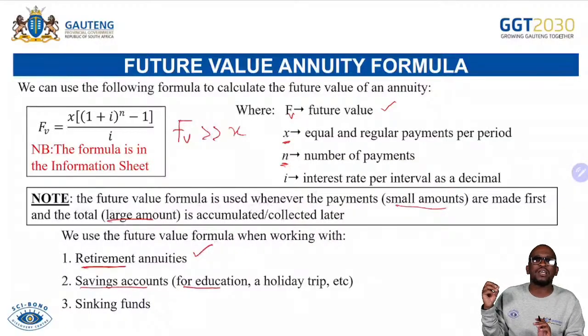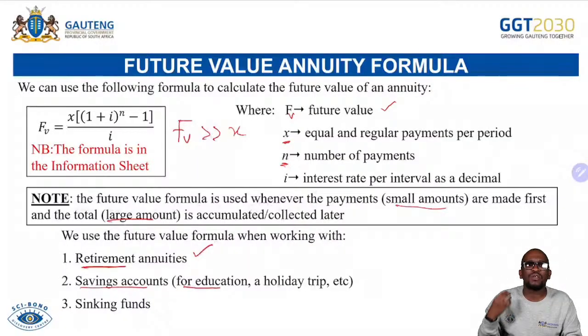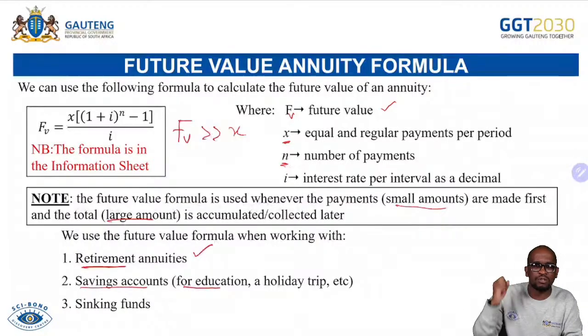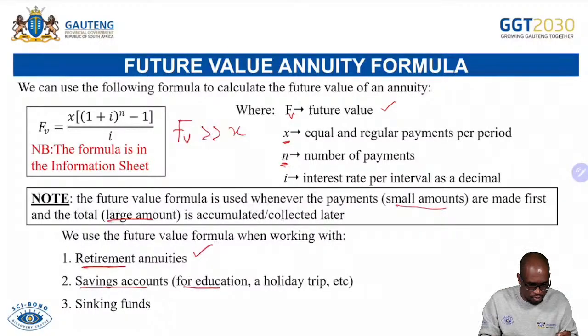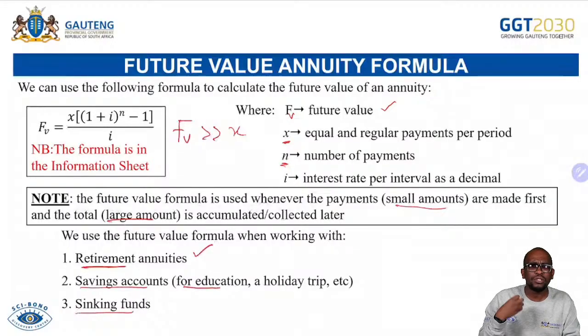That is why we are saying it's future value. Even with retirement, you are 30 years old now, you want to retire at 55, so you are saving money for the future. So it's governed by the future value annuity. Sinking funds also work in this way. You have a company, maybe in agriculture. You have a farm and you have tractors that you use to run that agricultural farm.